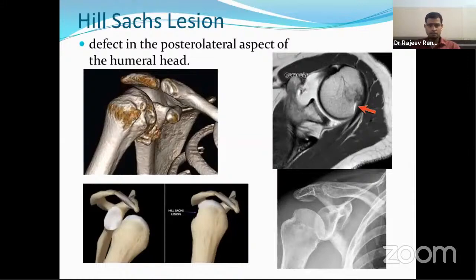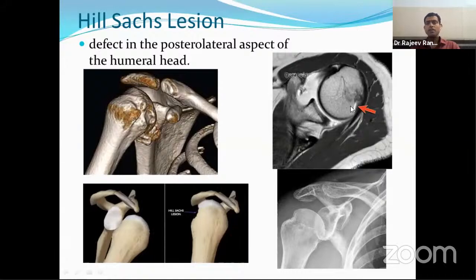Hill-Sachs lesion. This is a defect in the posterolateral aspect of the humeral head. In this photograph, we can see after the shoulder is dislocated, the posterolateral part of the humeral head abuts against the glenoid, and that may create an impression or defect in that part. After the reduction of the joint, we can see there is a defect in the posterolateral part of the humeral head. That is called the Hill-Sachs lesion.